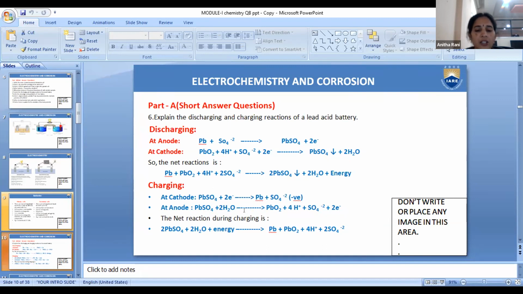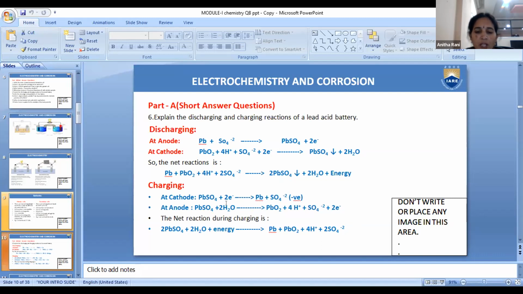When the reaction takes place, we get lead plus sulfate ion from lead sulfate in the presence of H2SO4 at the anode. At the other electrode, we get lead dioxide plus 4H+ plus sulfate ion plus 2 electrons. So here electrical energy converts into chemical energy. The net reaction: 2 PbSO4 plus 2H2O plus supplied electrical energy converts into lead plus lead dioxide, PbO2, plus 4H+ plus sulfate ions.